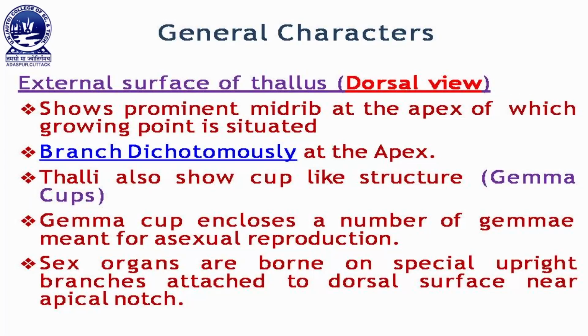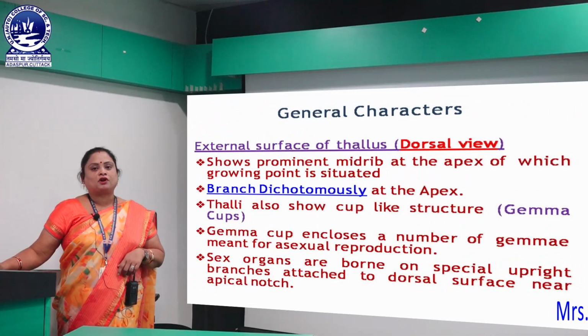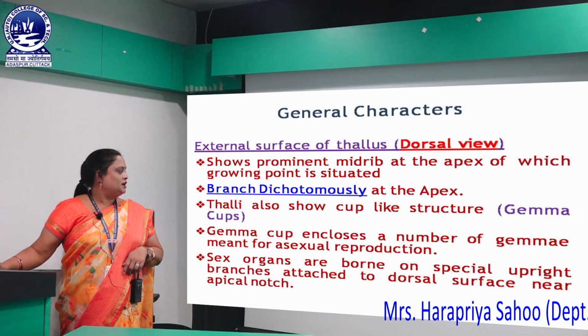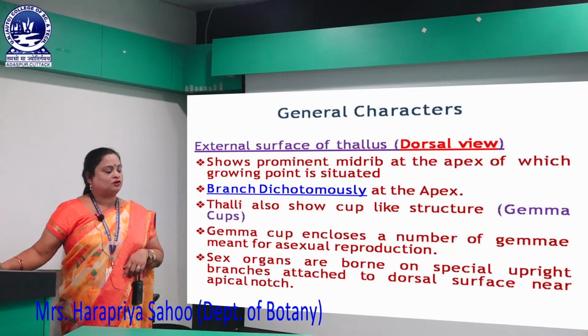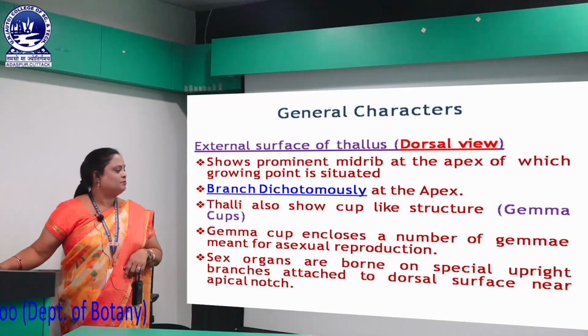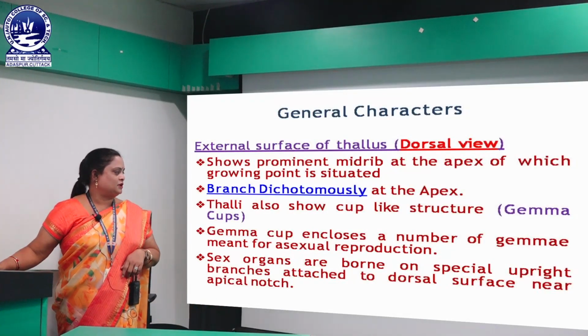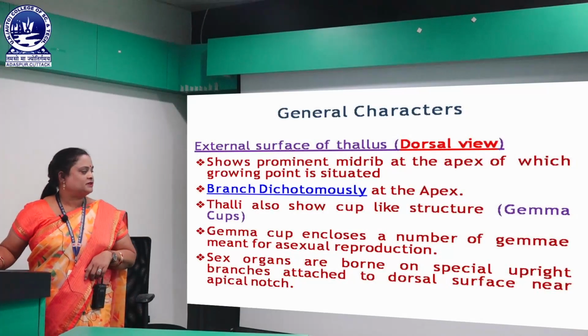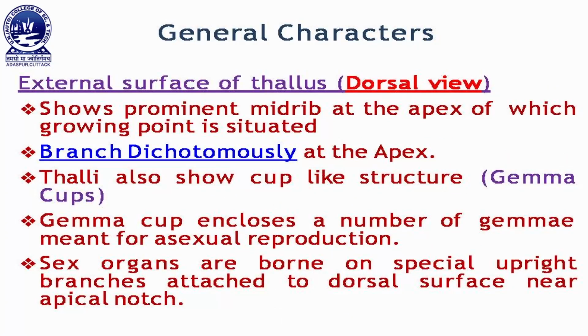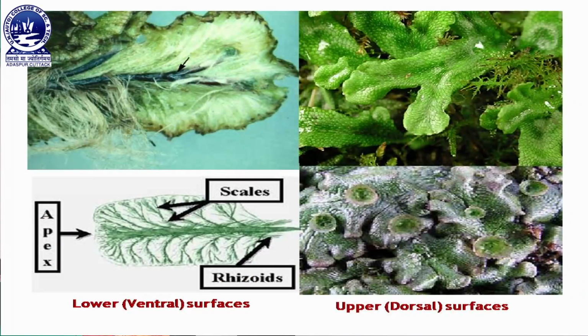On the upper surface of the thallus, there are cup-like structures called gemma cups. These are the reproductive bodies of the thallus. Inside the gemma cup there are a number of gemma, stalked bodies meant for asexual reproduction. On the dorsal thallus of Marchantia there are also stalked reproductive organs like antheridiophore and archegoniophore. This is the thallus structure, and the lower side of the thallus bears scales and rhizoids.